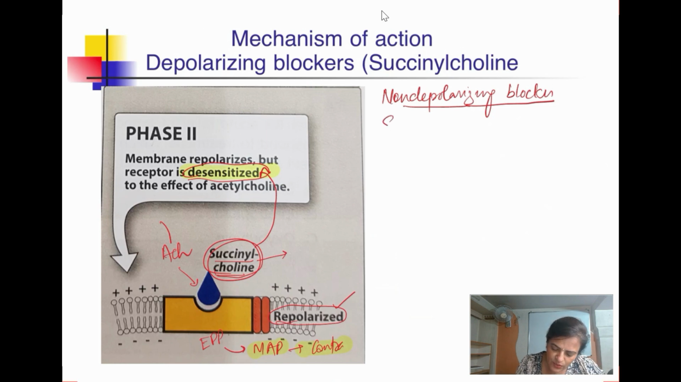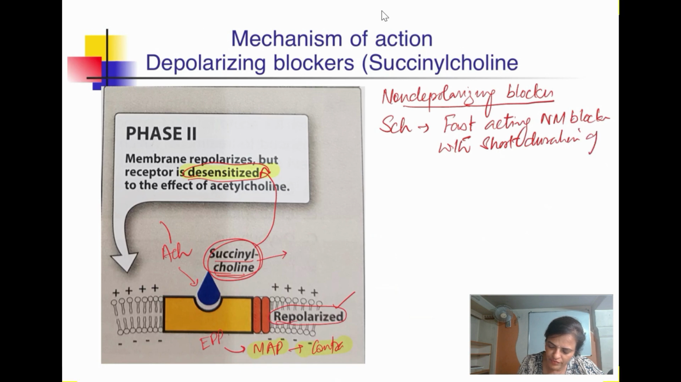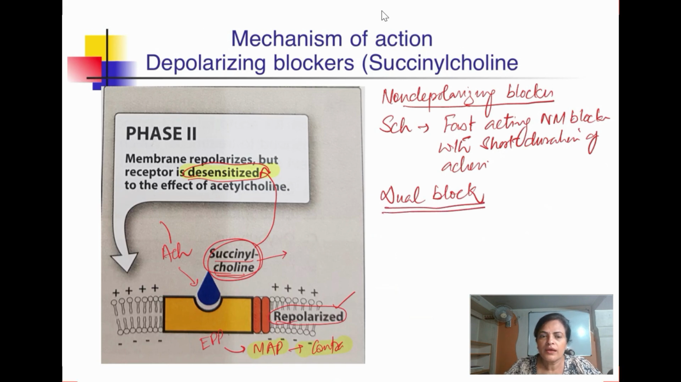So succinylcholine is a fast acting neuromuscular blocking agent with short duration of action. It is very commonly asked, especially its mechanism of action, phase 1 and phase 2. Sometimes they ask the dual block of succinylcholine. Dual block means they are asking about phase 1 and phase 2.